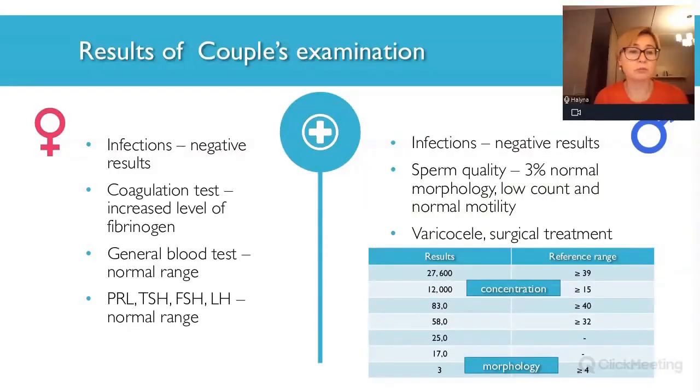Investigations did not show anything special, only low ovarian reserve. Infections were negative, the coagulation test showed a little bit increased fibrinogen, but that may be expected in such conditions. General blood test was also normal, hormonal levels also normal. Her husband has a little bit decreased sperm quality, only 3% normal morphology, and decreased motility, a little bit low count of sperm cells, probably due to varicocele. This is the enlargement of the vein of the testis.